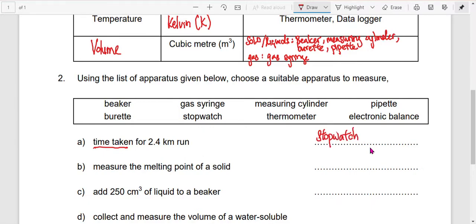Some people get tricked because of this 2.4 km. Do take note, always be clear about what is the quantity they want you to measure. Next one, measure the melting point. So melting point is actually a temperature. You want to measure the temperature at which the substance melts. So this will be thermometer.